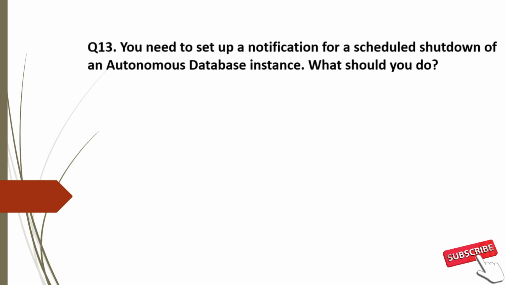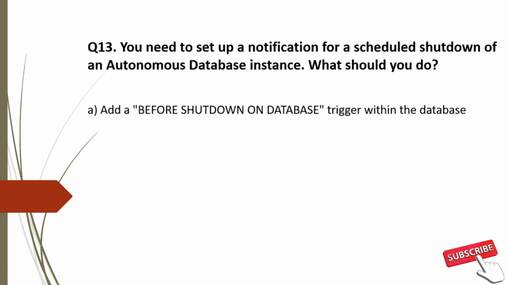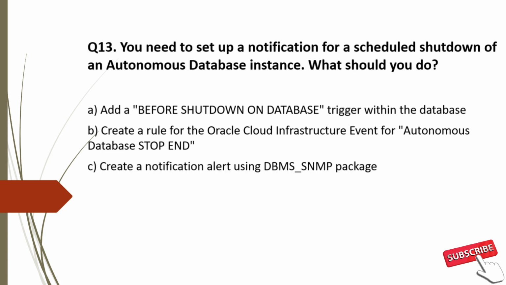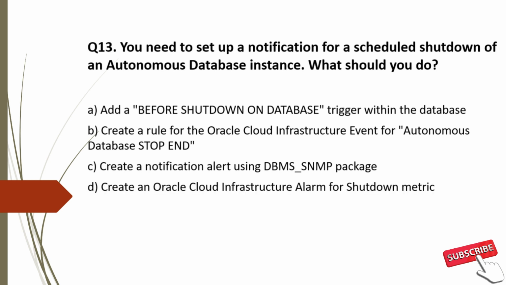Question 13. You need to set up a notification for a scheduled shutdown of an autonomous database instance. What should you do? And the options are A, add a before shutdown on database trigger within the database. B, create a rule for the Oracle Cloud Infrastructure event for autonomous database stop end. C, create a notification alert using DBMS SNMP package. And D, create an Oracle Cloud Infrastructure alarm for shutdown metric.